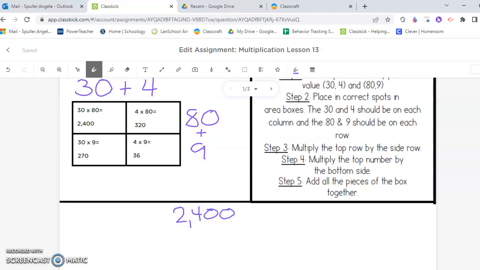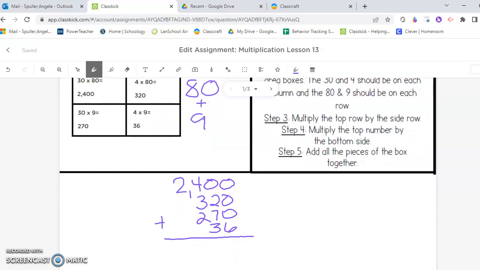2,400 is our first one, 320, 270, and 36. And remember, to get this answer, we're adding. Okay, so adding the ones column, I get 6. In the tens column, I get 12. Carry that 1. In the hundreds column, I get 10. Carry the 1. And that gives me 3. So my answer is 3,026.